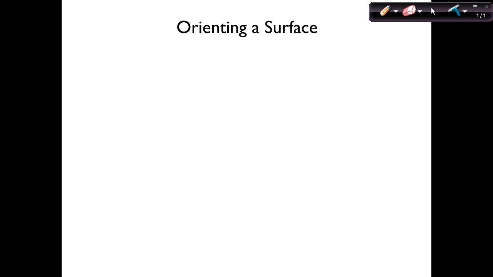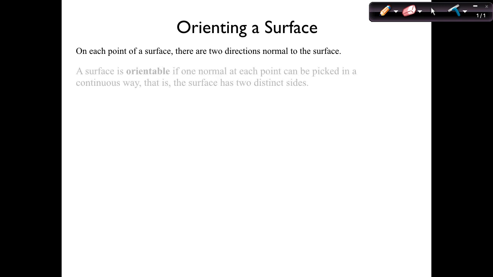So let's talk about orienting a surface. You guys learned about parameterizing surfaces. So orienting a surface. On each point of a surface, there are two directions normal to the surface. A surface is orientable if one normal at each point can be picked in a continuous way. So what does that mean? That just means the surface has two distinct sides. Given any point on the surface, you could point the normal in one way or the other, and that would create two distinct sides to the surface.